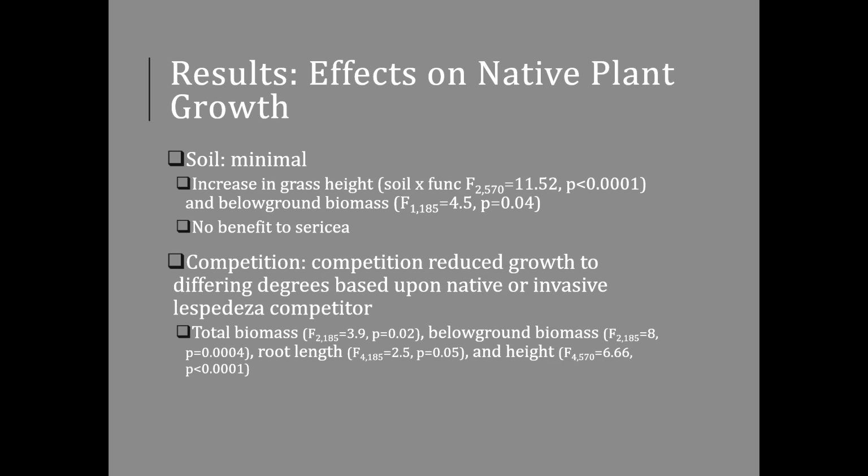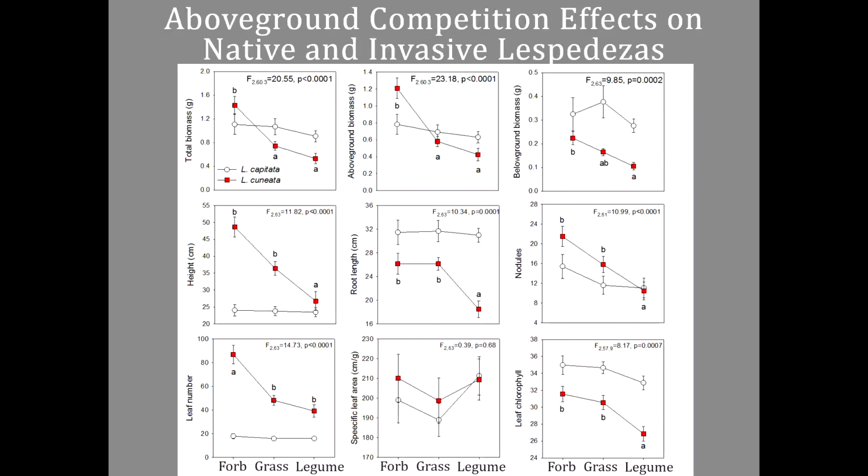overall height. But the most telling result that I found actually came from something that I wasn't planning to study. While I was taking all of these measurements in the greenhouse, measuring the growth of these native plants, I also measured the growth of those Lespedeza species, so the native and the invasive that I was studying. And what I found was these overall trends, and it looks like a lot of data, but I'm going to simplify it for you. So up here, we have 9 different traits that I measured: total biomass, above ground, below ground biomass, height, root length, number of root nodules, and a few other characteristics here.